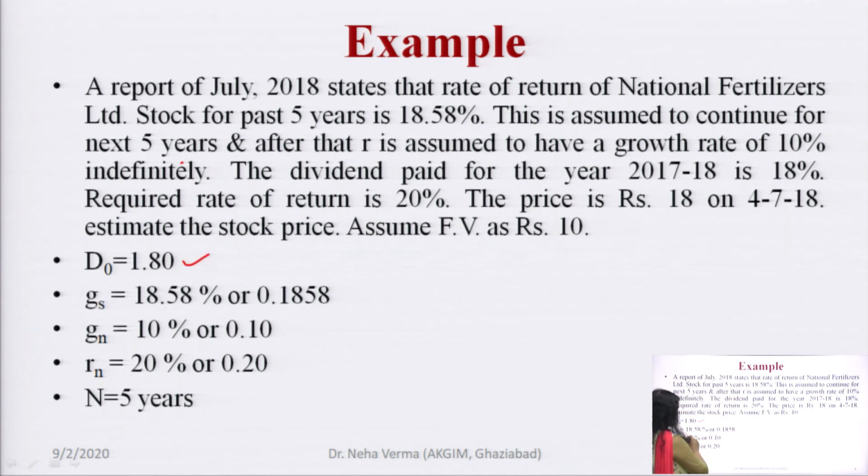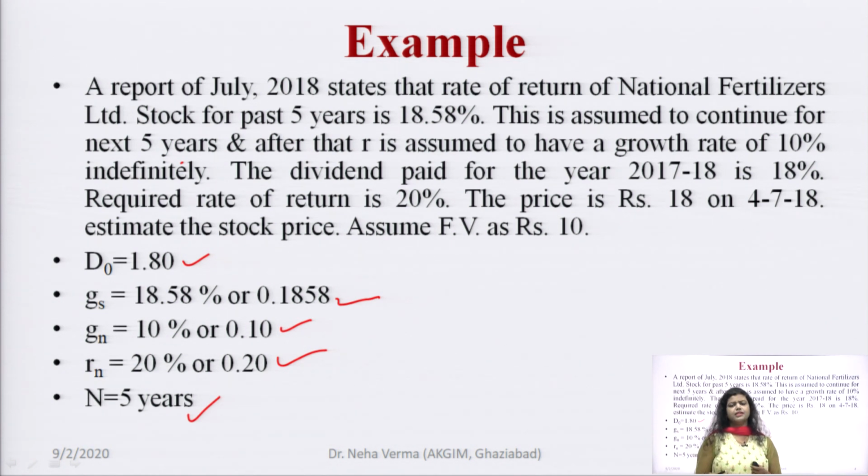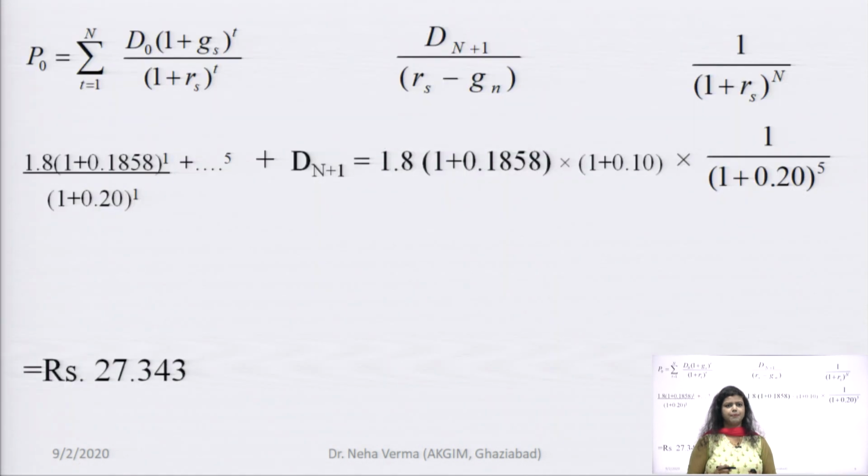Then GS, which is the growth rate in phase 1, is 0.1858. Then GN, the normal growth rate for the entire perpetuity, is given as 0.1. Then the required rate of return is given as 0.2, and then N is given as 5 years. Now, let us discuss how this particular question will be solved in equity investments.